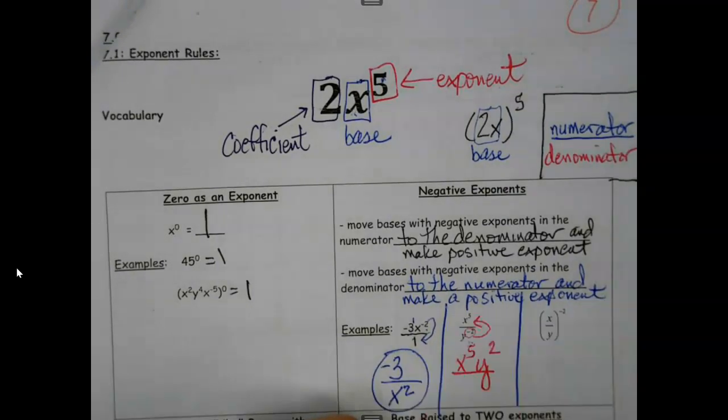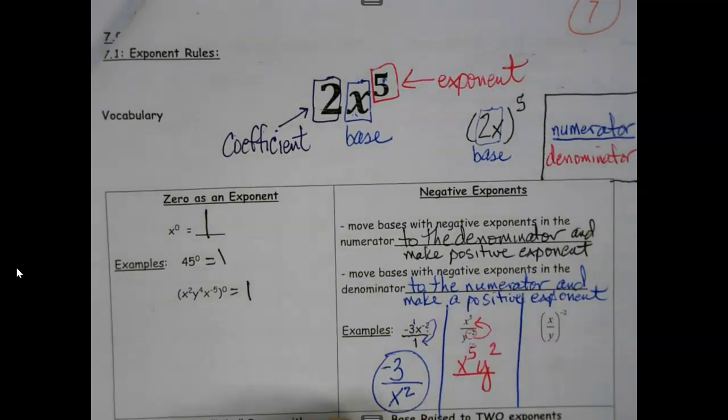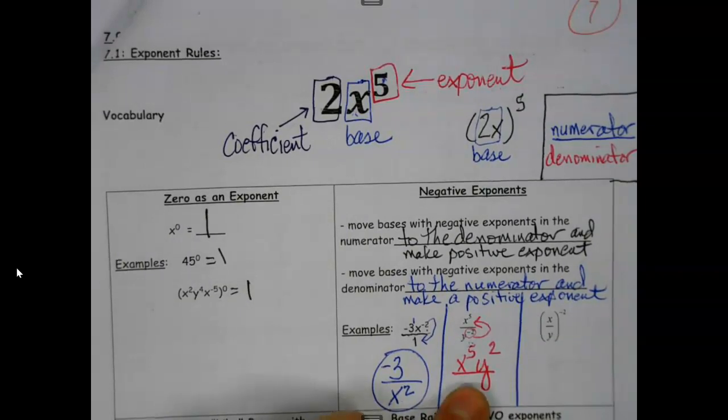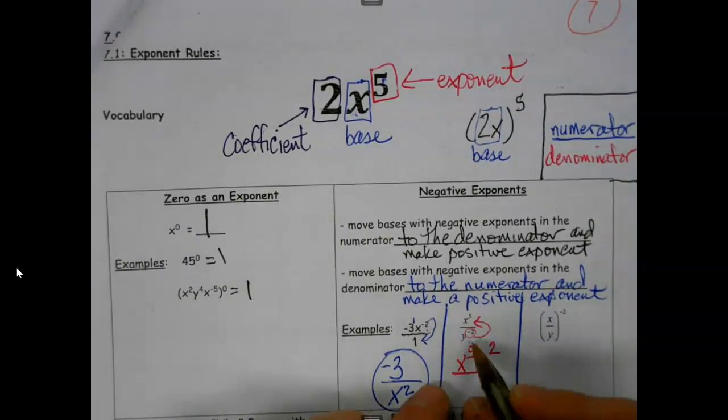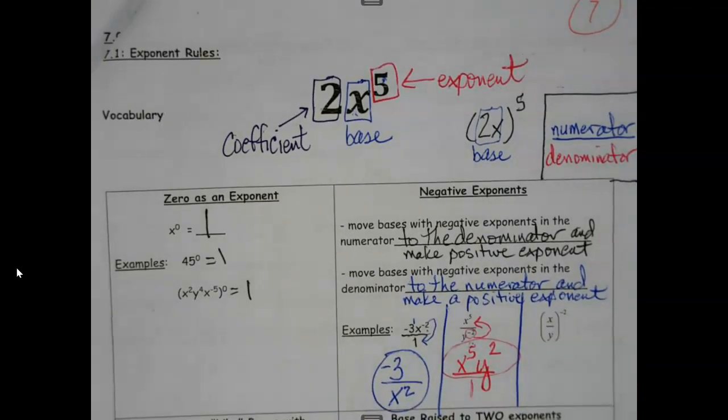This y goes to the top and becomes positive. You're like, well, what happens to what's down here then? Well, if everything's in the numerator, that's okay. If you wanted to put something in the denominator, you could put a 1. It wouldn't hurt, but you don't have to.